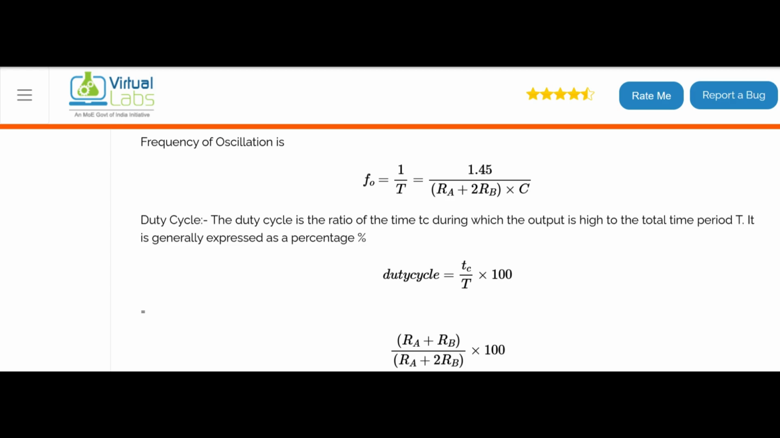Duty cycle. The duty cycle is the ratio of the time TC during which the output is high to the total time period T. It is generally expressed as a percentage. % duty cycle equals TC over T times 100 equals (RA plus RB) over (RA plus 2RB) times 100.